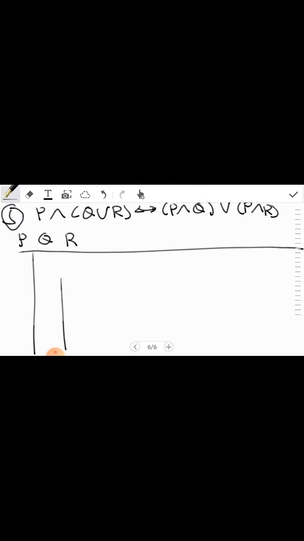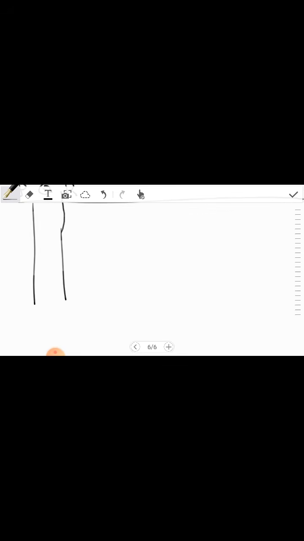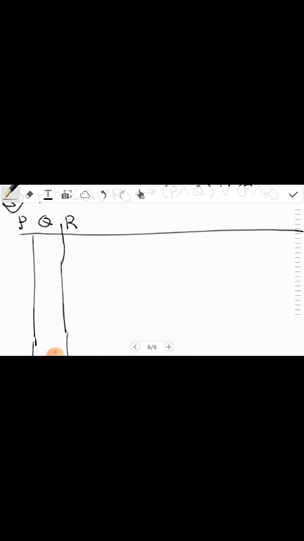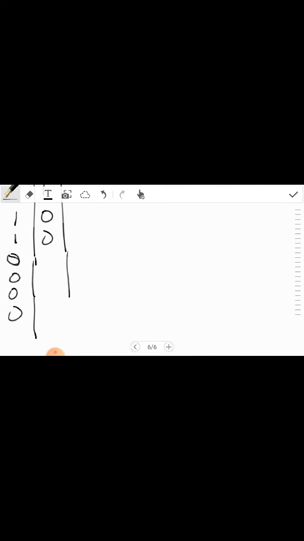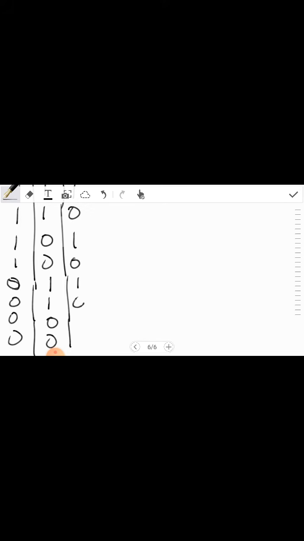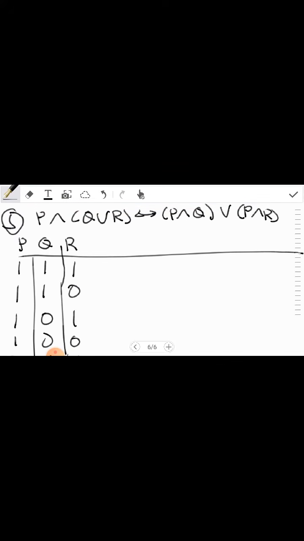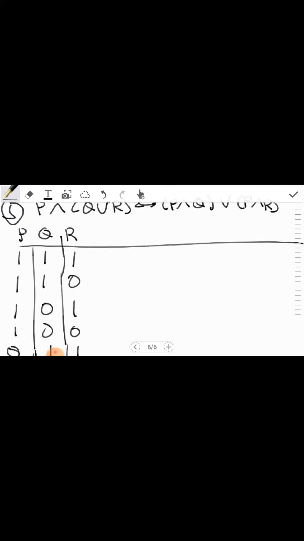Let's write down now our truth values for our propositions. 1, 1, 1, 1, 0, 0, 0, 0, 1, 1, 0, 0, 1, 1, 0, 0, and of course the last alternate 1, 0, 1, 0, 1, 0, 1, 0.